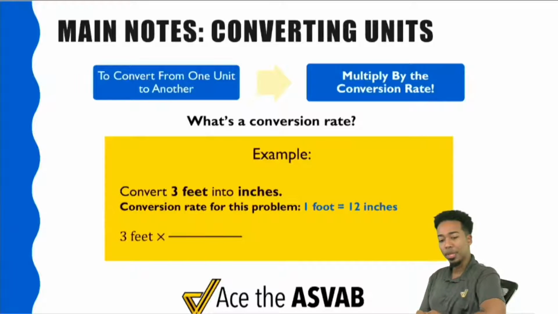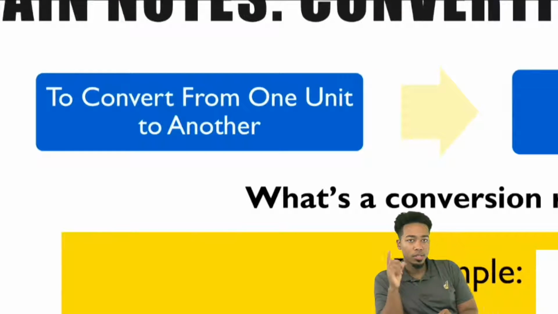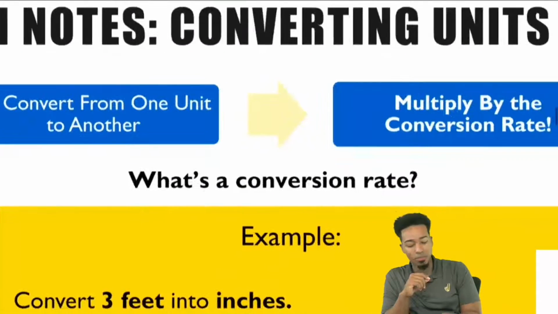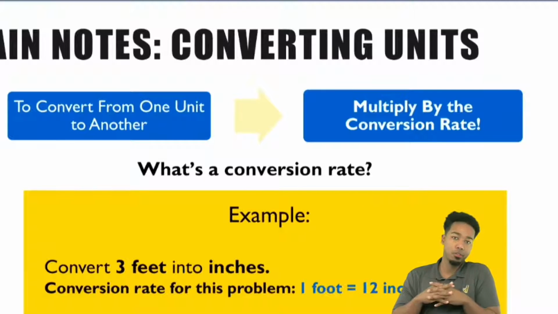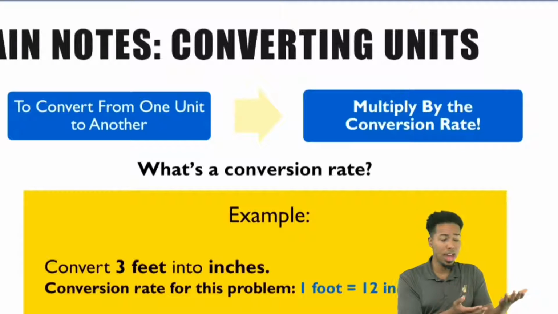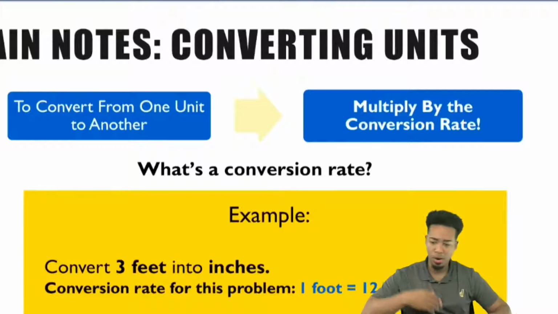I got you. But let's write this down here. To convert from one unit to another, what we need to do in every single circumstance, if you want to convert a unit, simply multiply by the conversion rate. Now, are you always going to have to use a conversion rate? No. If I told you, hey, 60 minutes is how many hours, everybody, what would you say? 60 minutes is how many hours? What would you say?